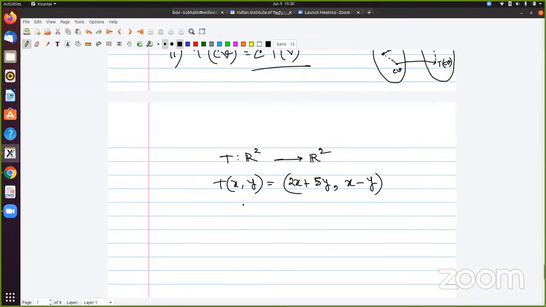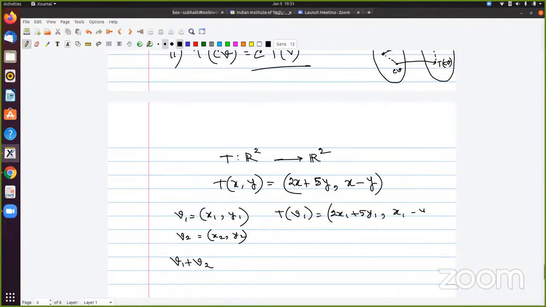Now, my question is: is it a linear transformation? What do we have to check first of all? I take V1 as x1, y1 and V2 as x2, y2. So T V1 is 2x1 plus 5y1, x1 minus y1. T V2 is 2x2 plus 5y2, x2 minus y2. Now what is V1 plus V2? It is x1 plus x2, y1 plus y2. I hope everybody is following me.